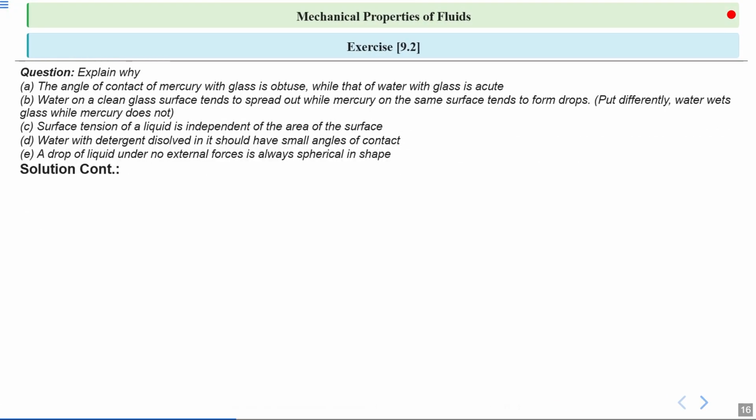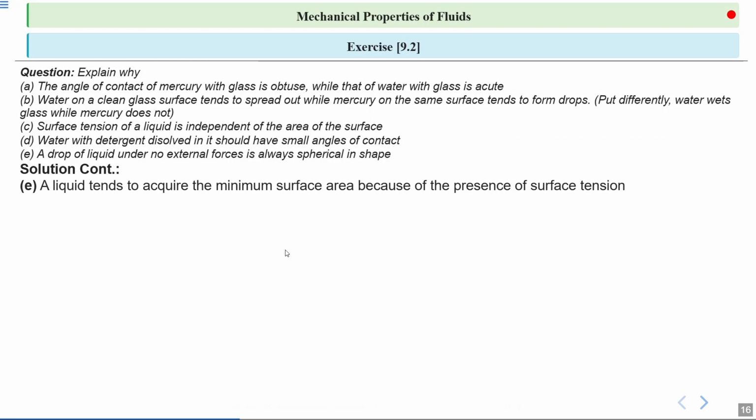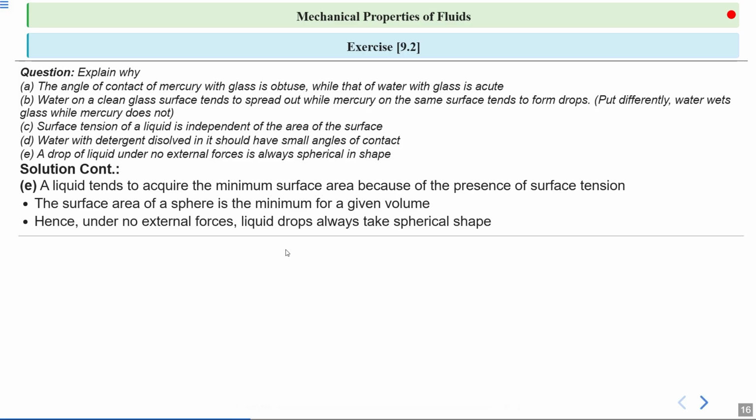Now, let's start with part E. A liquid tends to acquire the minimum surface area because of the presence of surface tension. The surface area of a sphere is the minimum for a given volume. Hence, under no external forces, liquid drops always take a spherical shape.